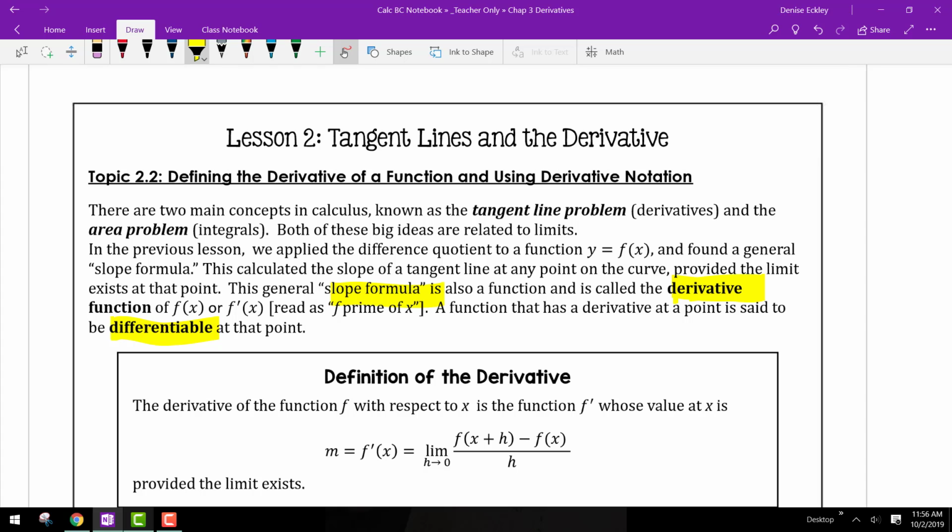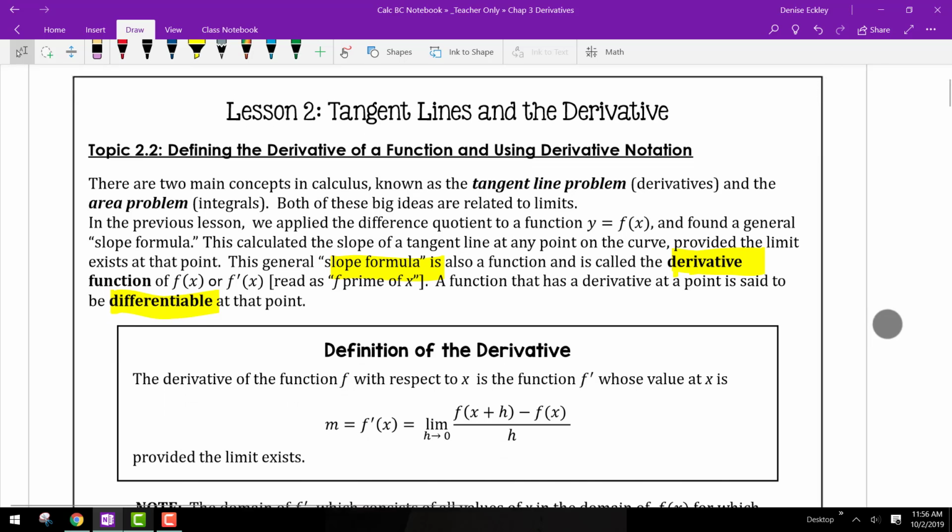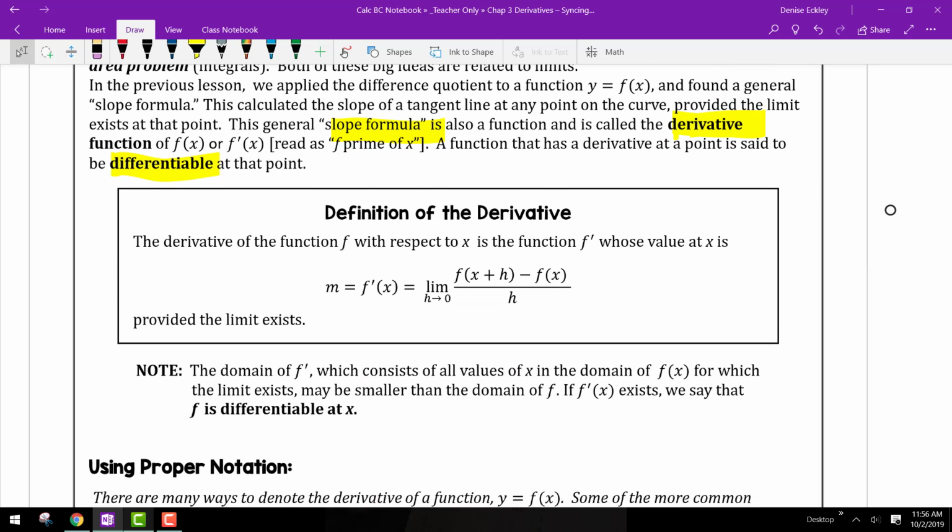All right, so the official definition of the derivative. The derivative of function f with respect to x is the function f prime whose value at x is given by this formula. M, which is the slope, is equal to f prime of x, and that is found by taking the limit of our difference quotient: the limit as h approaches 0 of f of x plus h minus f of x over h, provided the limit exists.